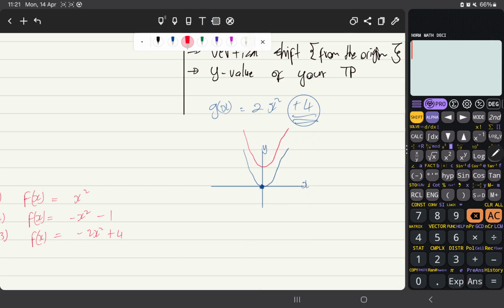So this is now g. It has shifted up. This point right here, it's gonna be 4, right? Yeah, it's gonna be 4.